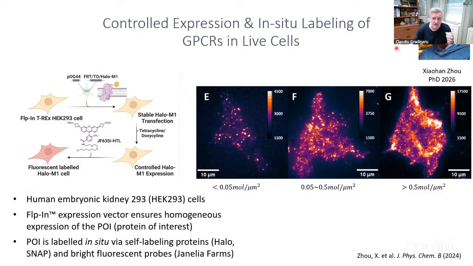So what we have here, Xiaohan, a PhD student who is about to defend his thesis in my lab. We use this system where we can control the expression of GPCRs in live cells, and we label the GPCRs in situ, in live cells, with some very bright fluorescent probes from Janelia Farm. And these are specific labeling. These labels don't go everywhere. They're dark when they don't bind to their target, and when the labeling occurs, they go to a bright state. So it's a really good probe.